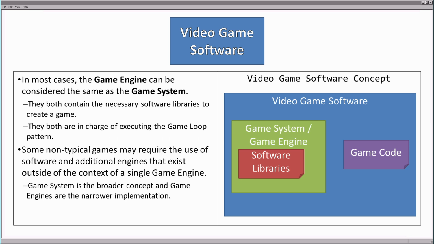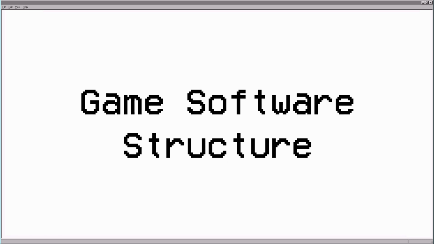In most cases, the game engine can be considered the game system. They both contain the necessary software libraries in order to create a game, and they are both in charge of executing the game loop pattern. Now, as previously mentioned, there are some non-typical games that may require additional software. So, the game system is just a larger concept, but a game engine can be considered to be the same thing. Understanding this, we now need to address how software can be better structured for our games.